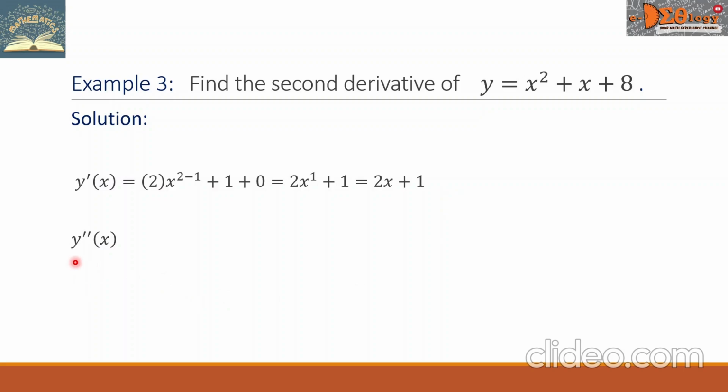For the second derivative notation, we use y double prime of x. So we take the derivative of each of these terms. So the derivative of 2x is 1 times 2, then multiplied by x raised to 1 minus 1, plus the derivative of 1 is 0. Simplifying further, we have 2x raised to 0. Then, we simplify this x raised to 0 as 1. 2 times 1 is 2. This is the final answer.